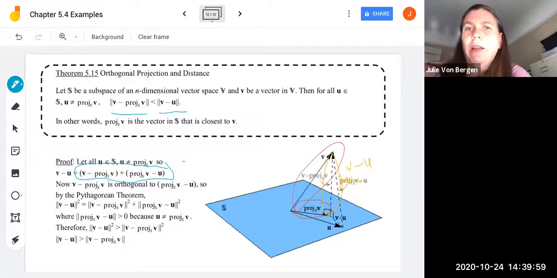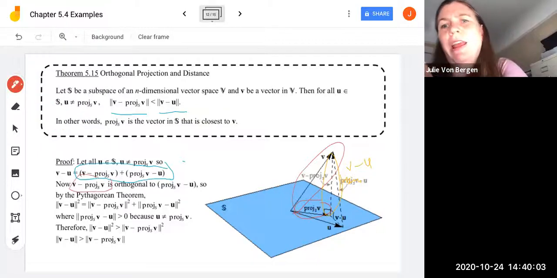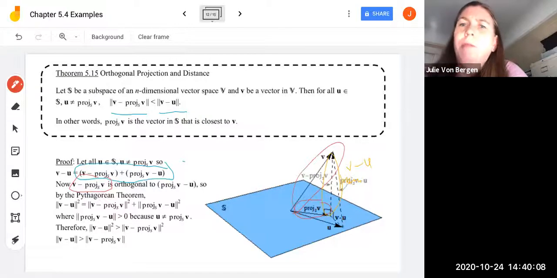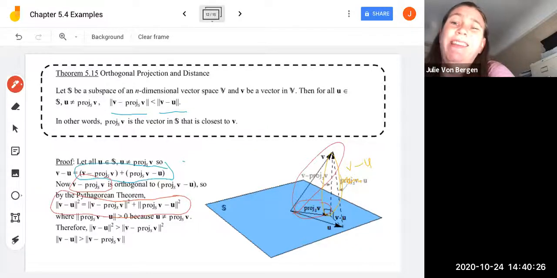So the first part here: V minus the projection of V onto S is going to be orthogonal to the projection of V onto S minus U. So by the Pythagorean theorem, we've got our right angle, or our perpendicular intersection. So we can say the norm squared of V minus U equals the norm squared of V minus the projection of V onto S plus the norm squared of the projection of V onto S minus U.